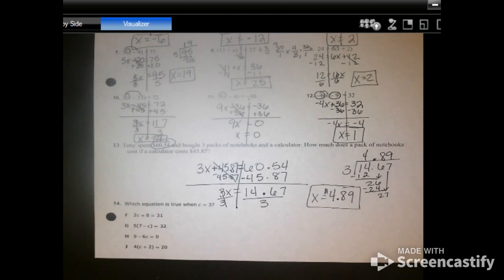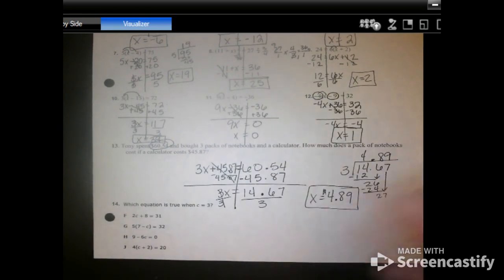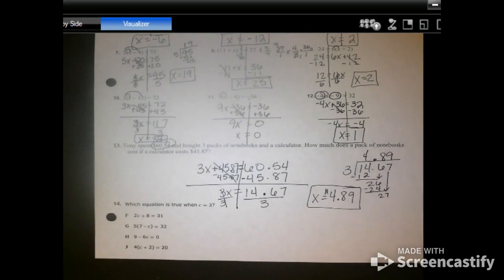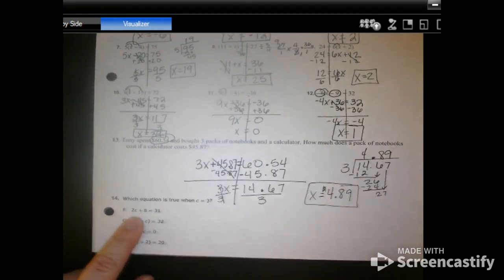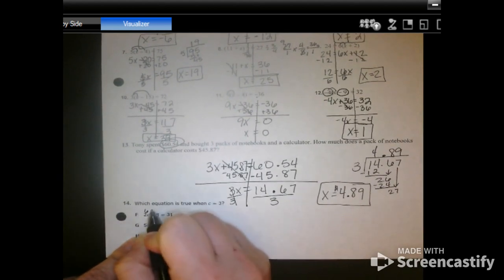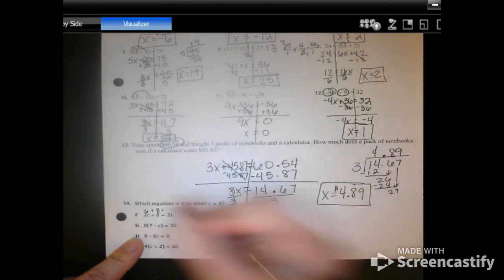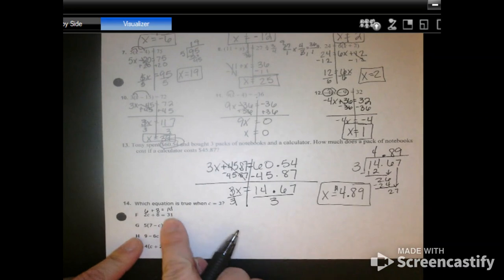All right, number 14. This is a star question, all right? So, which equation is true when C equals 3? What would I do to solve this? Plug it in. I don't have to solve for C every time. It gives me the value of C. I just have to see which one works. So this is 2C plus 8. So 2 times 3 is what? 6. 6 plus 8 is 14. Is that what it gave me?